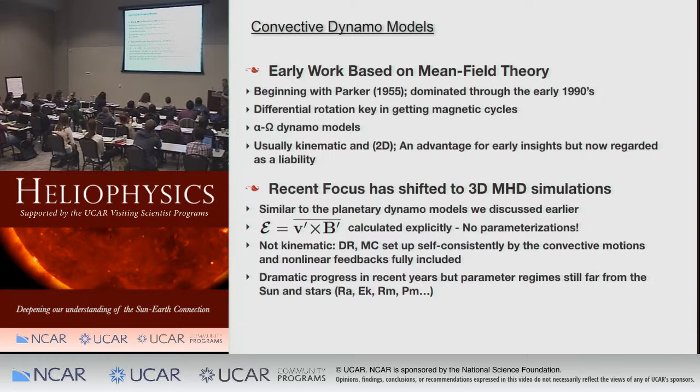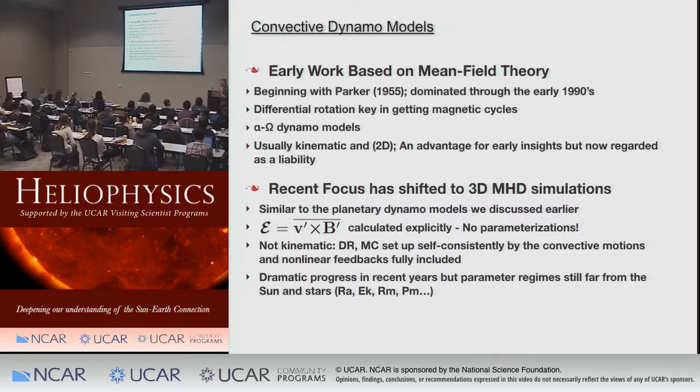I said that the keys to success of the planetary dynamo models were that Rm was realistic, the magnetic Reynolds number was what it really is in the planets, so in the simulations. That was a key. And the dynamical balances, like the Magnetostrophic balance, can be achieved in simulations. So if you get those two things right, then the models look pretty good.